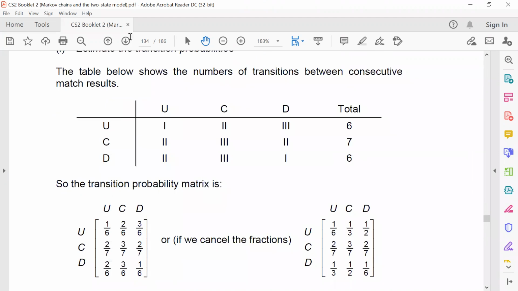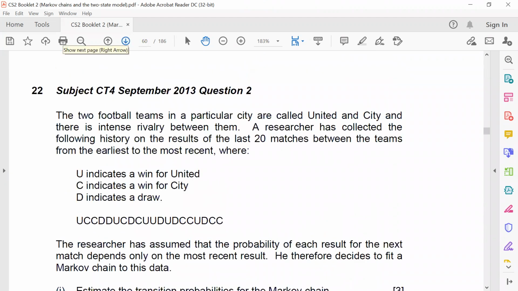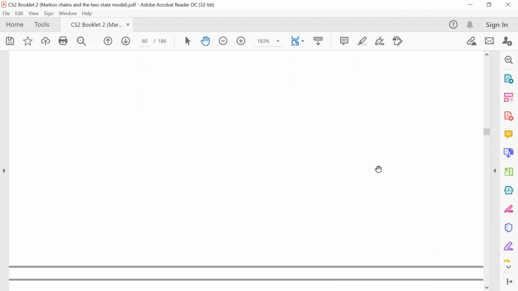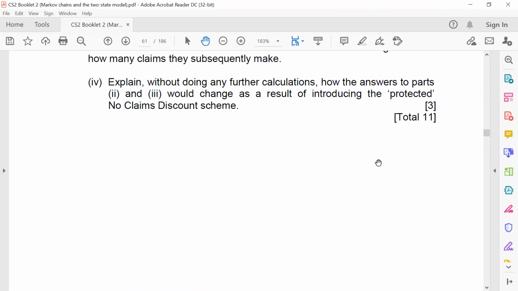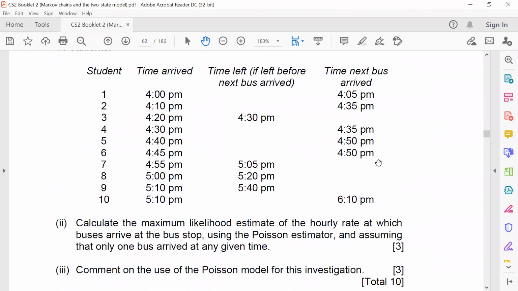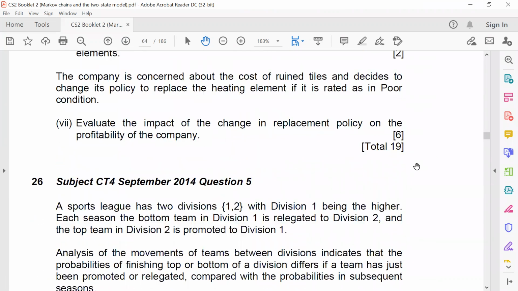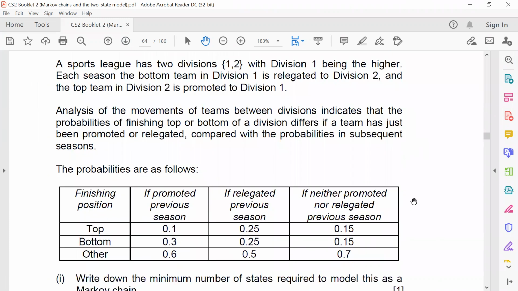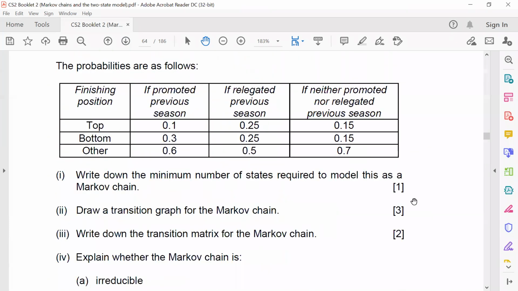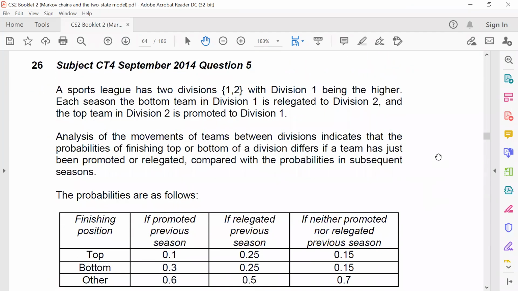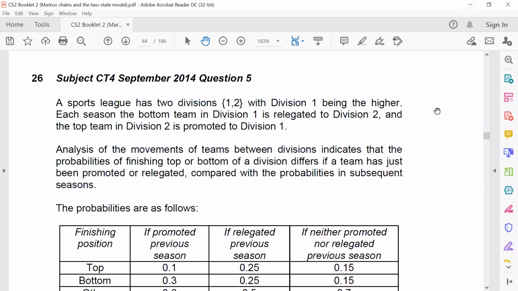Okay, now what was the next term? 26. 26. 24, 25. I like 26. It is my birthday.